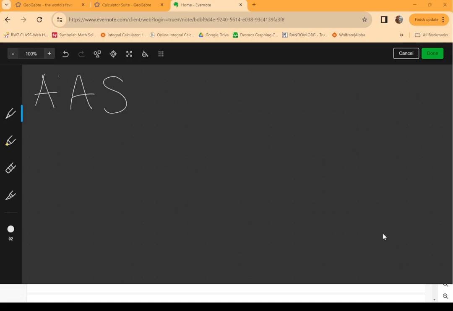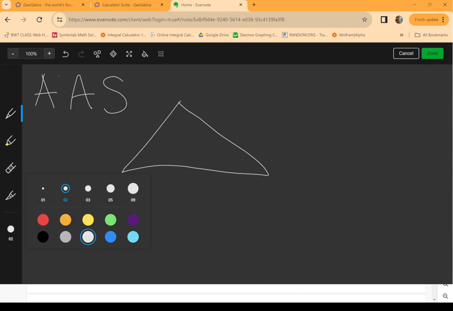Okay, so our next congruence theorem is going to be, as you can see by the letters AAS, angle, angle, side. Now the previous one was angle, side, angle. So how is this one different? Let's take a look here. What's going to be different here is the order of the letters.